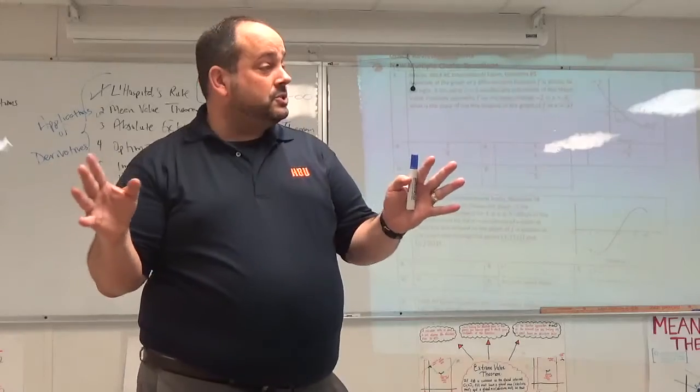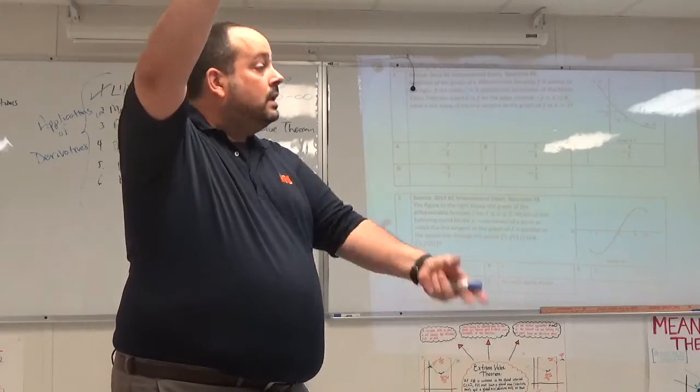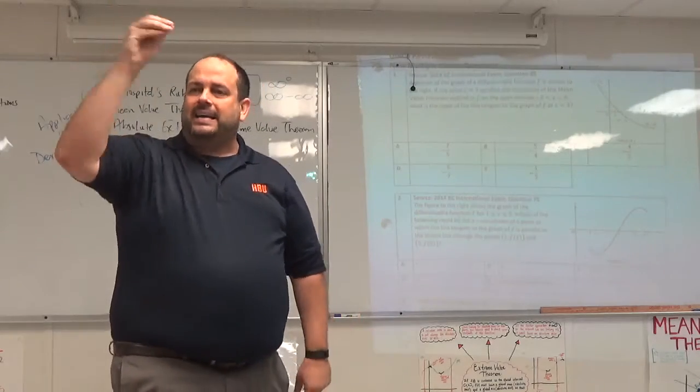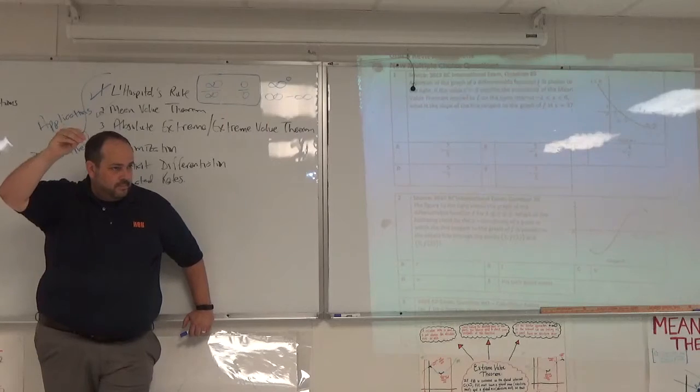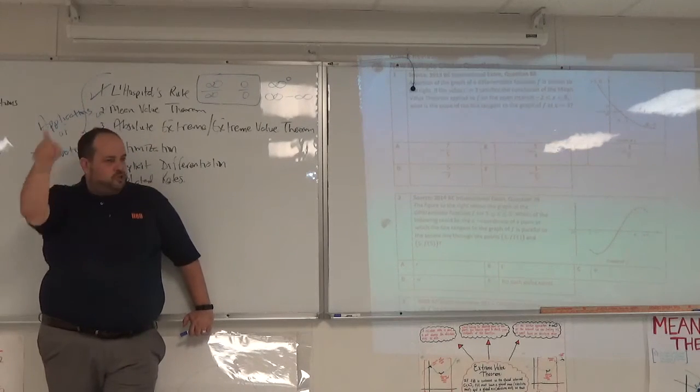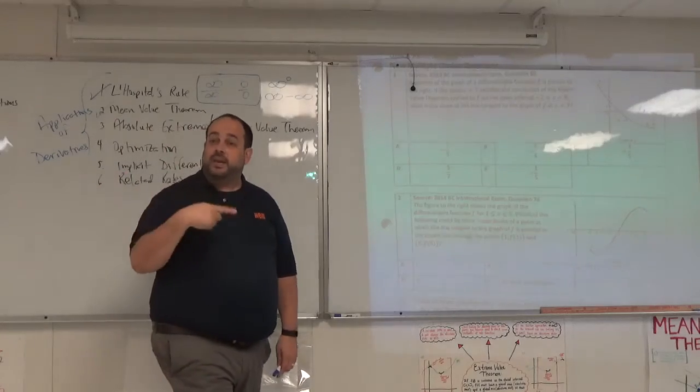So keep it simple. Absolute extrema: absolute maximum means highest point, absolute minimum, lowest point. Is it possible for an absolute maximum to be a relative maximum? Yes. Relative maximum just means the function changes from increasing to decreasing. The derivative changes from positive to negative.